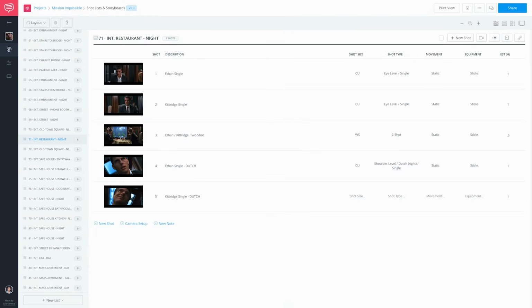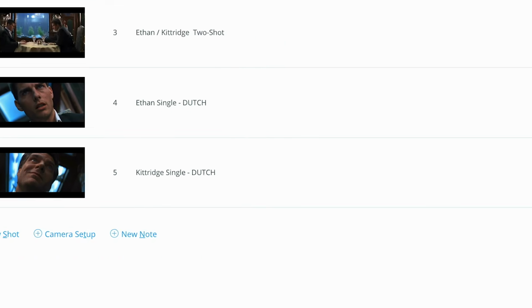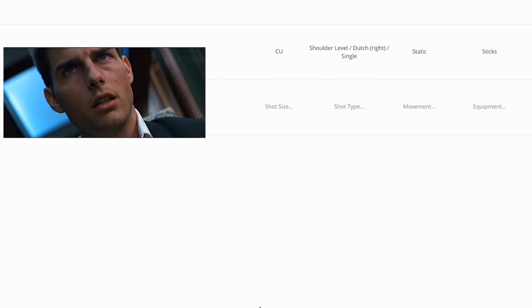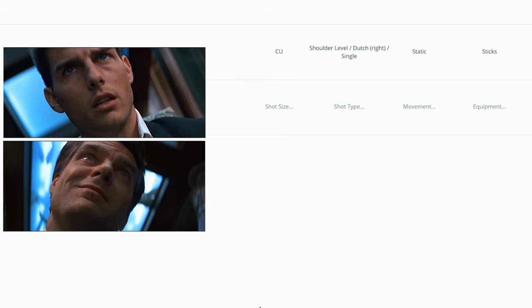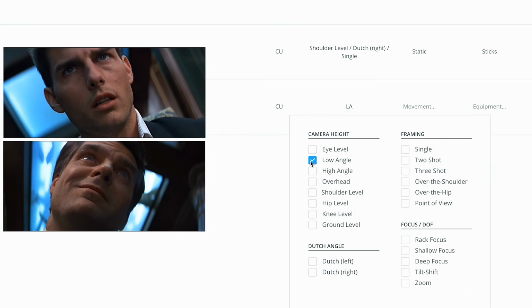De Palma uses 2 different Dutch angles for shot 4 and shot 5. He uses different camera levels for each of his Dutch angles in this scene. Shot 4 on Ethan is closer to eyeline, so we can still empathize. But shot 5 on Kittredge is an extremely low angle to distance us and showcase his villainy.